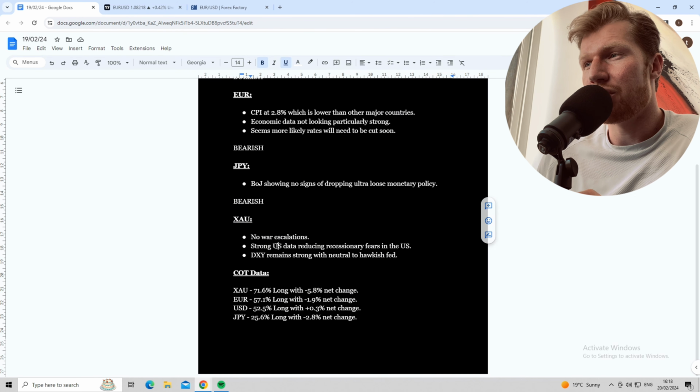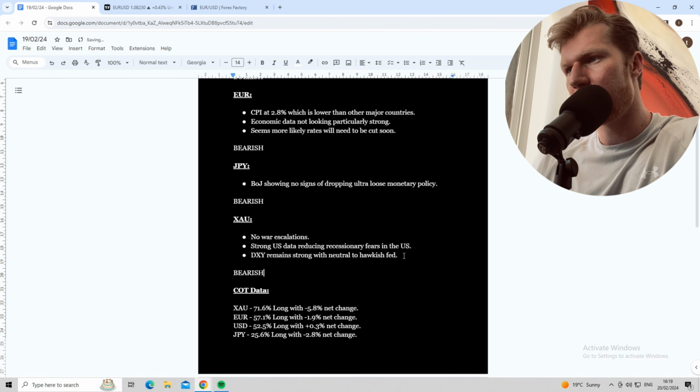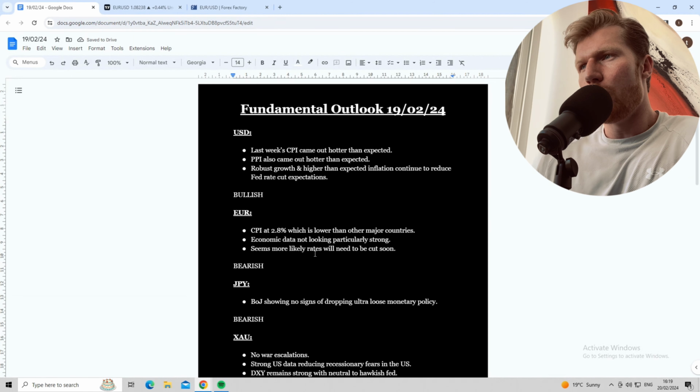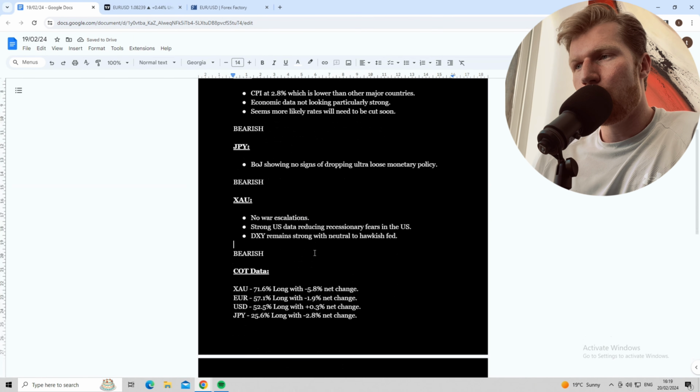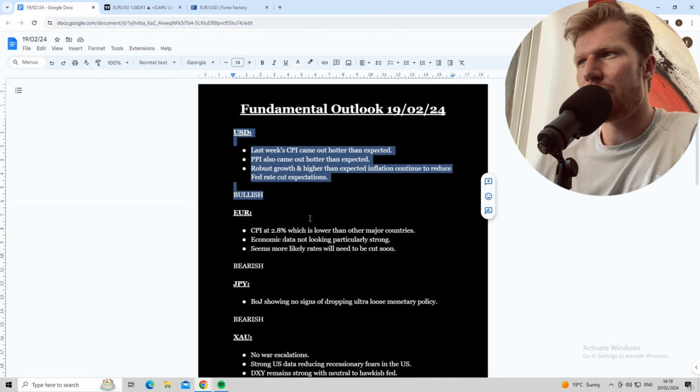And on top of that, with the strong US data, that's reducing any recessionary fears in the US. So overall, it's making for a relatively weak gold. And with the US dollar remaining strong, I think we're going to see continued downside in the medium term for gold. So at the moment, I am bearish on gold. So basically what you are seeing here is I'm bearish gold, bearish JPY, bearish euro, and I'm bullish US dollar.